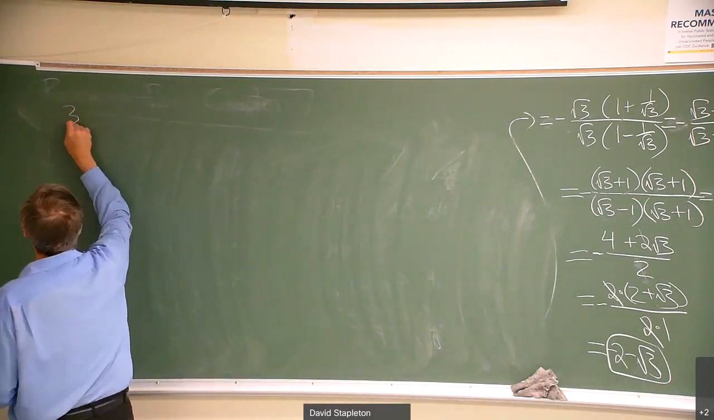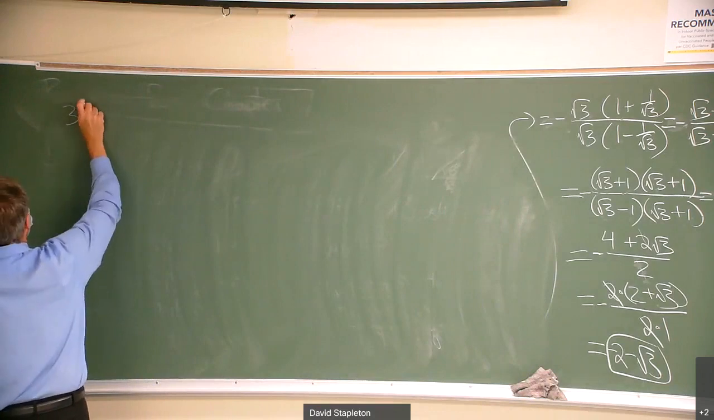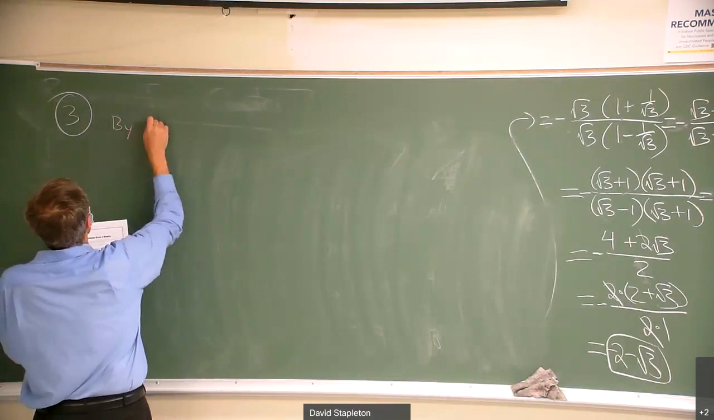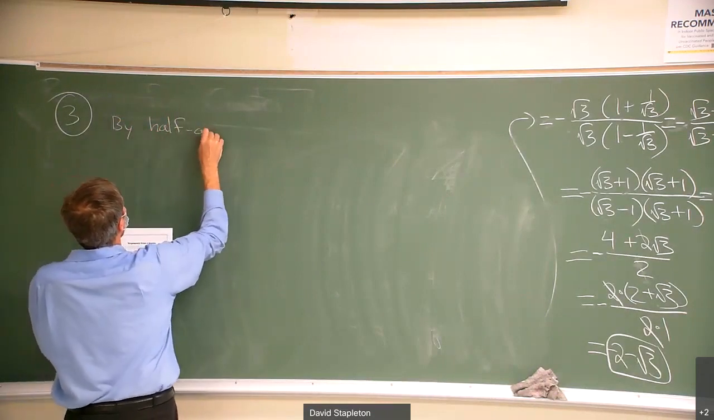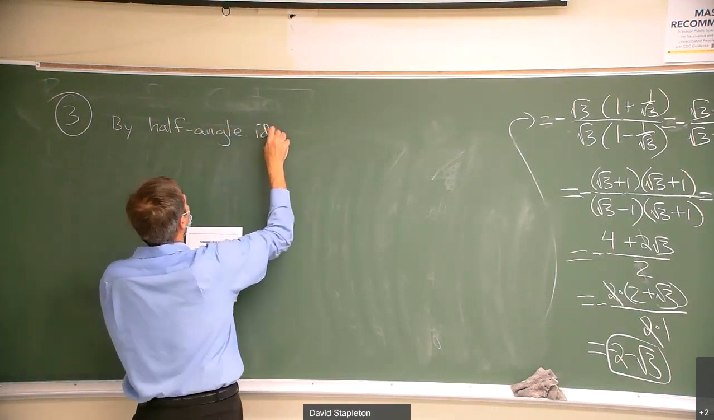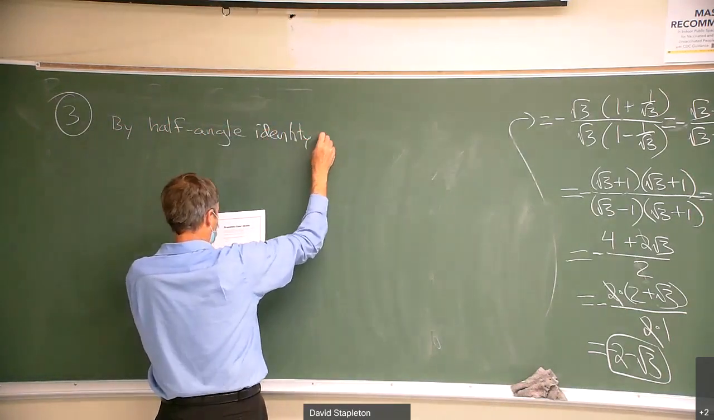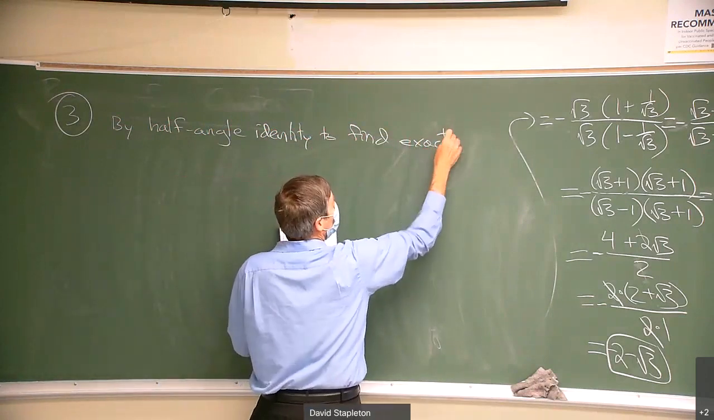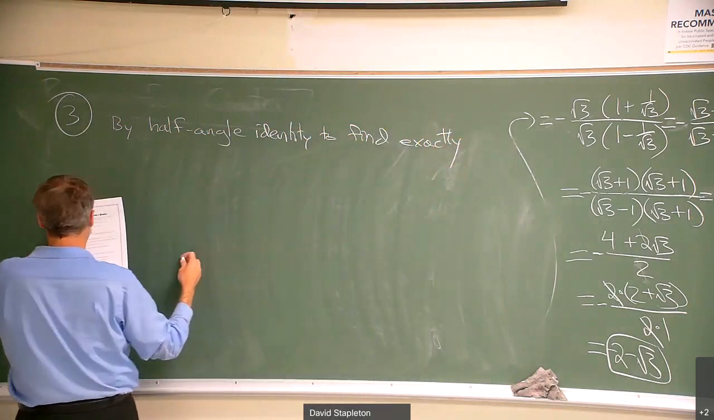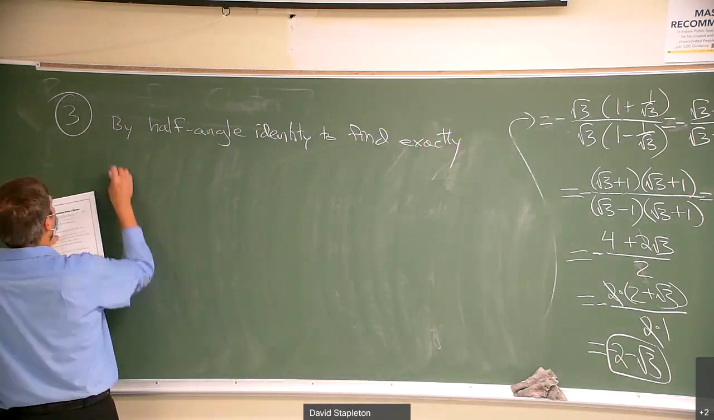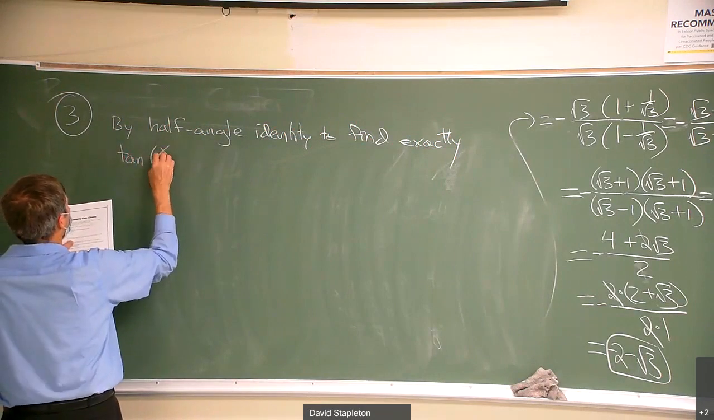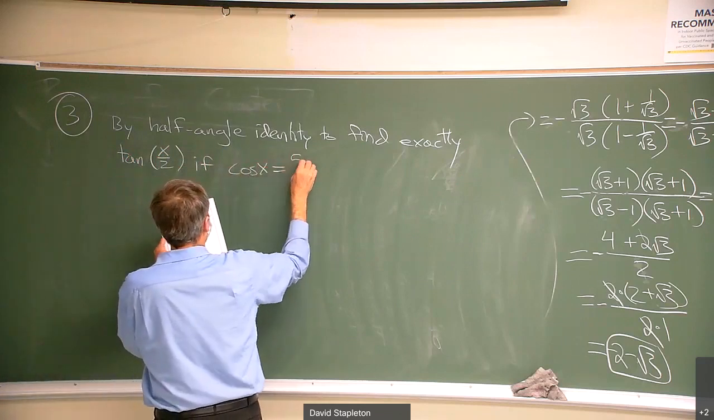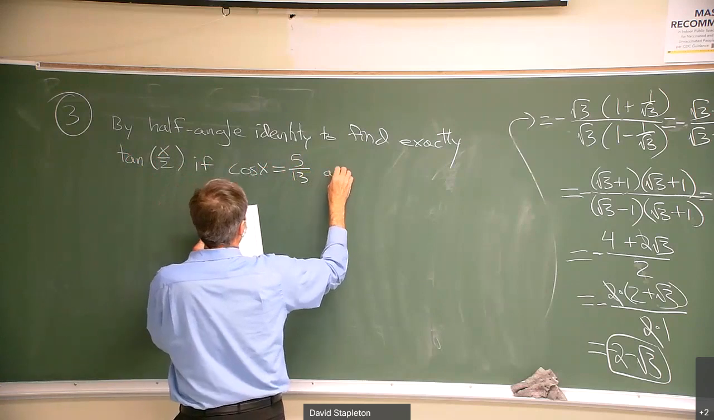Here's number 3. Use a half angle identity to find exactly the tangent of x over 2 if cosine of x is 5/13 and the sine of x is negative.